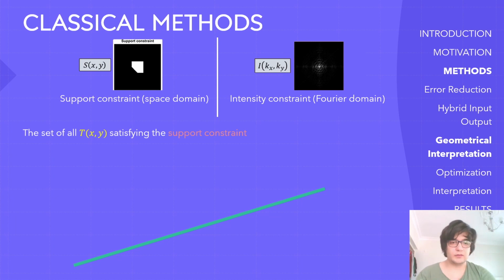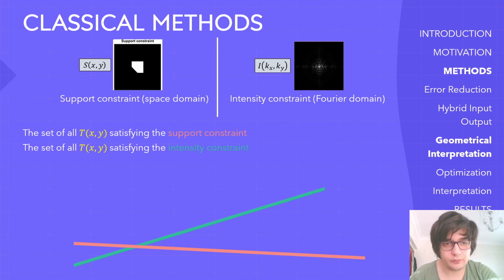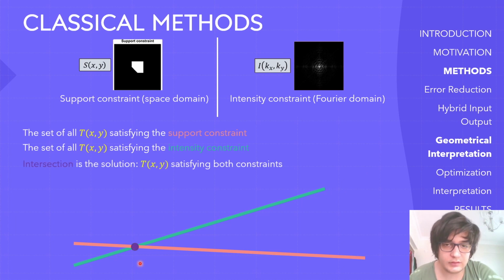To understand them intuitively, we can use the geometrical interpretation. We have the set of all transmission functions t(x,y) satisfying the support constraint. We also have the set of all t(x,y) satisfying the intensity constraint, and we want to find the solution, which is the intersection of these two sets.